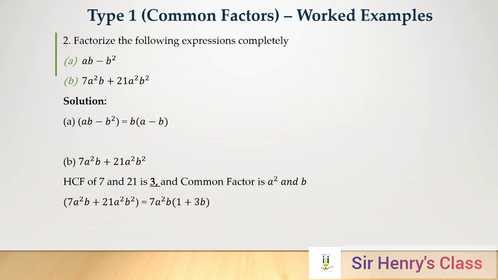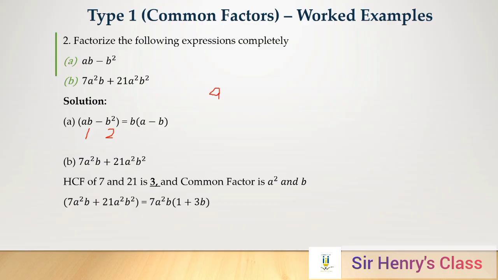The second example, we have factorize ab minus b squared, and 7a squared b plus 21a squared b. So ab minus b squared, you place it in bracket. What's the common factor? When you check critically, b can be found here, b can be found here. But the difference is that here the b is 1, here the b's are 2. So what do you do? You pick just one.